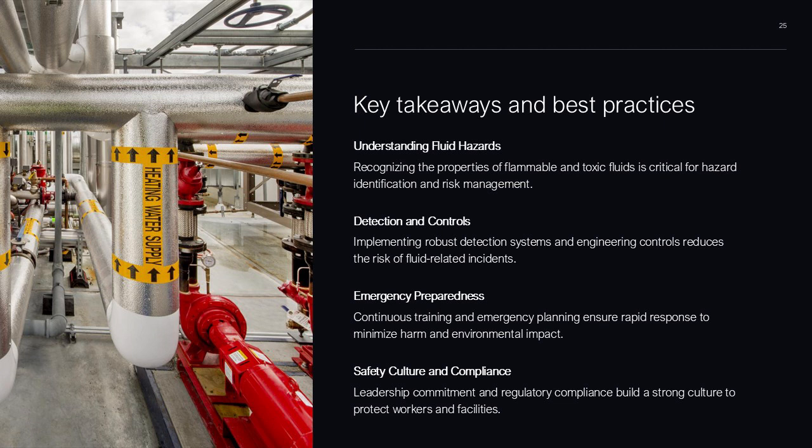A strong safety culture supported by leadership commitment and employee engagement is the foundation for preventing incidents and protecting lives.